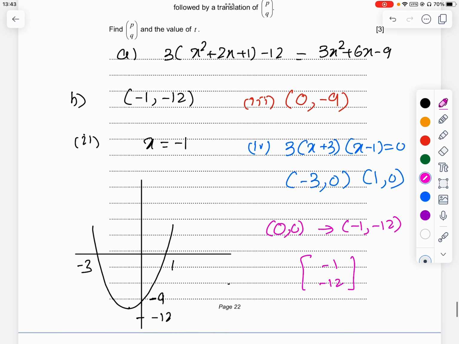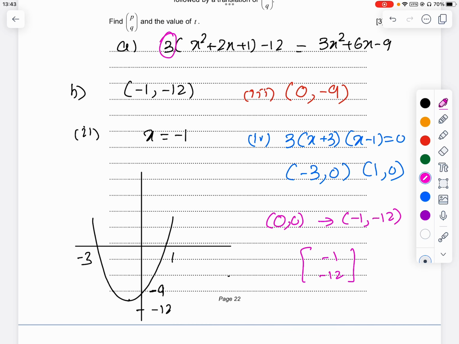And a scale factor of 3, because we have 3 over here. So t value is going to be 3. So what is p value? P value is negative 1. Q value is negative 12.